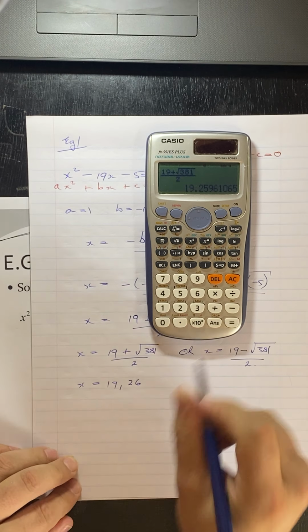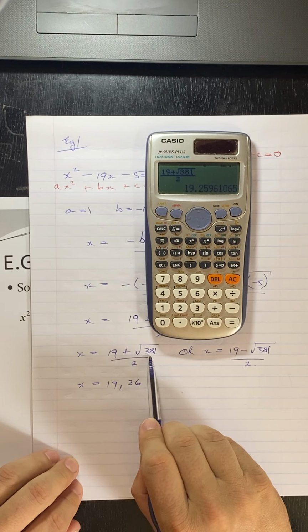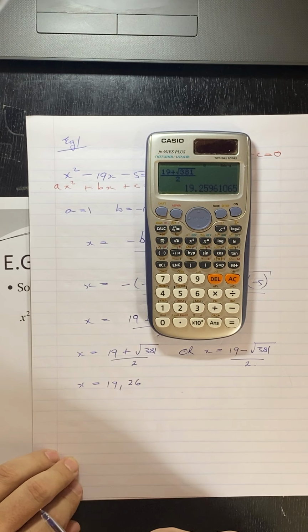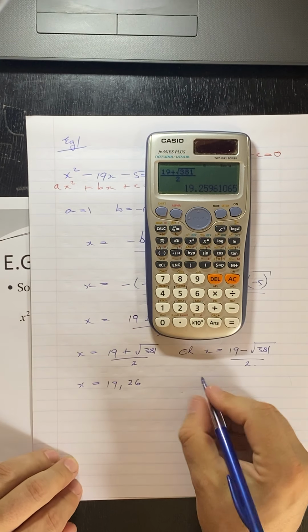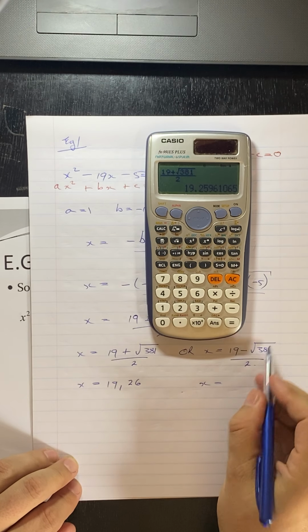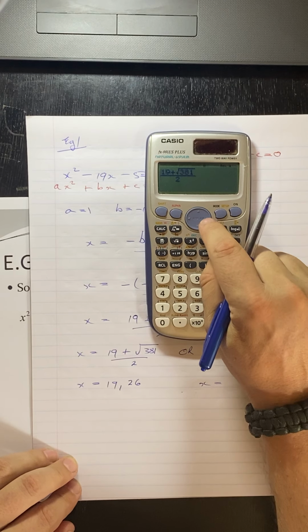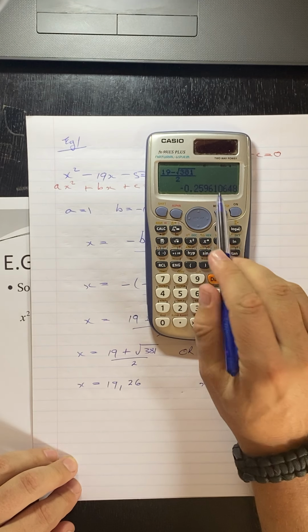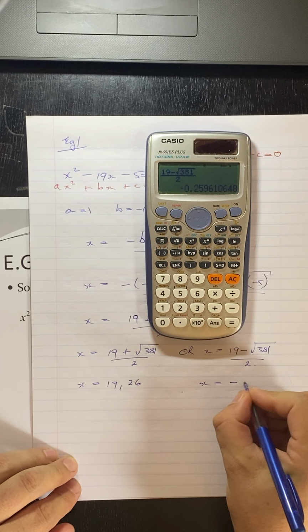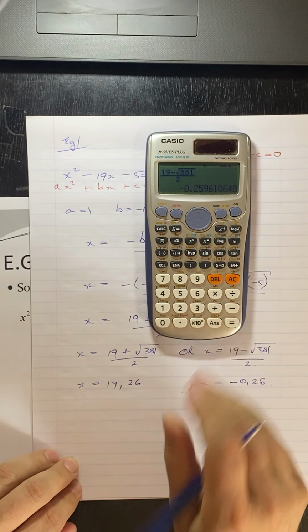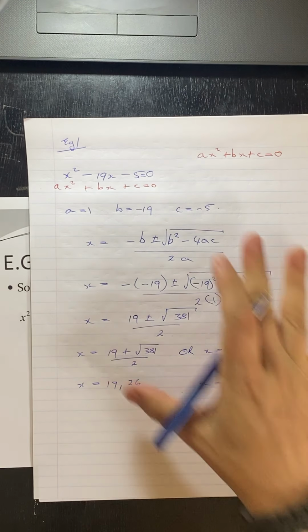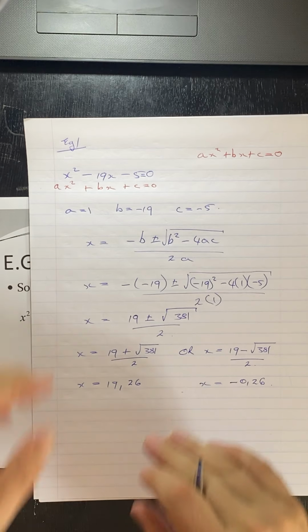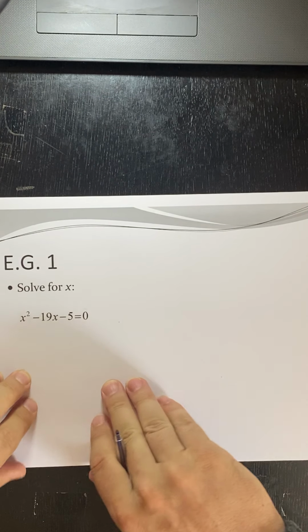19.26 is the first one. And again, guys, you can see that these are going to be irrational roots because 381 is not a perfect square. The next one I'm going to do is 19 minus the square root of 381 over 2. Round that off to 2 decimals, we get minus 0.26. So this is a nice easy way to help you factorize something if you can't factorize it in your head. Right, let's have a look at example 2.